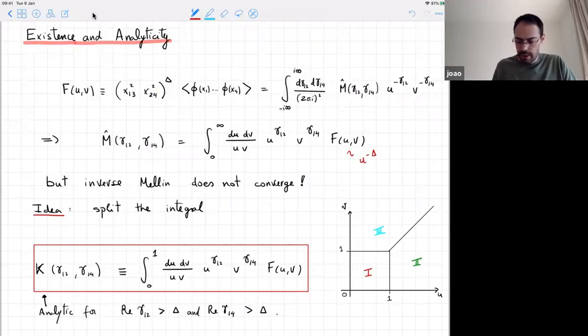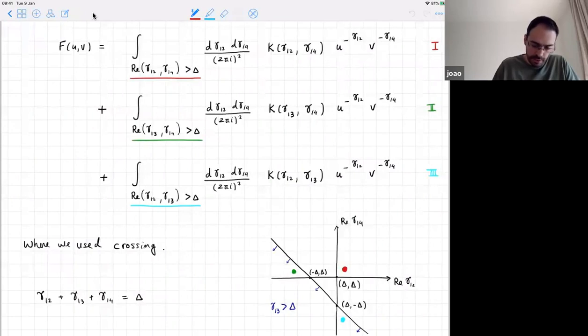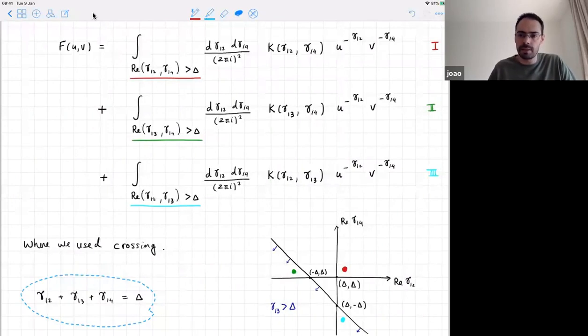Okay, and now basically you can just use crossing, because 2 and 3 are related by crossing, and 1, 2, 3 are already related by crossing. So instead of having this condition for gamma 1,2 and gamma 1,4, you will have it for gamma 1,3 and gamma 1,2, or gamma 1,3 and gamma 1,4. But since these three things sum to delta, there is no region where each one of them is bigger than delta.